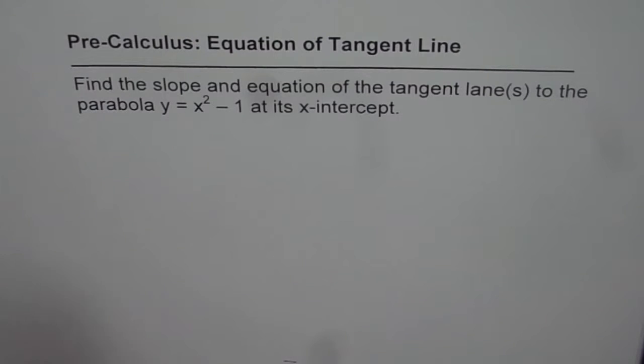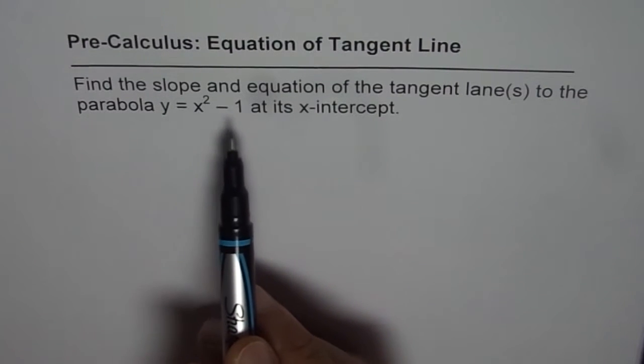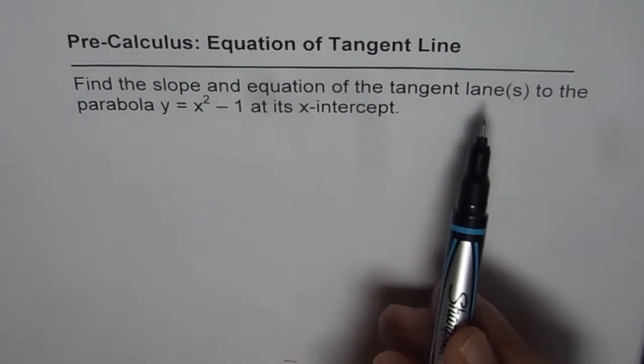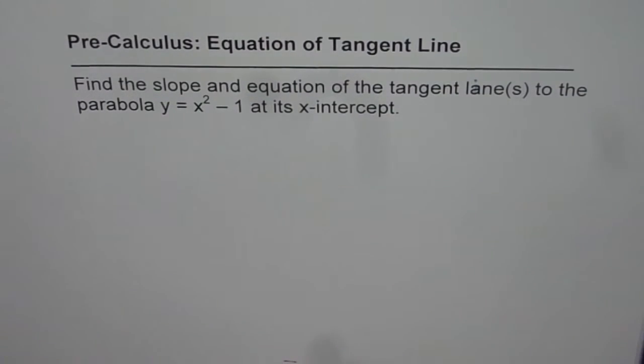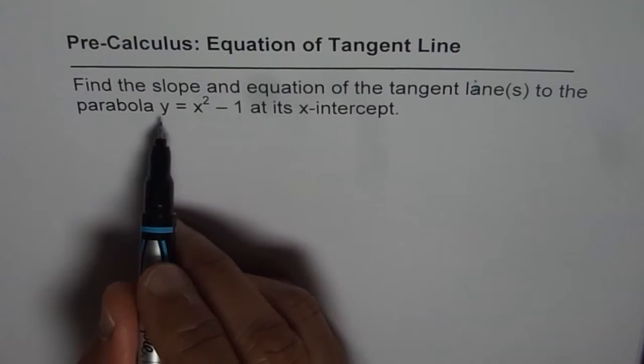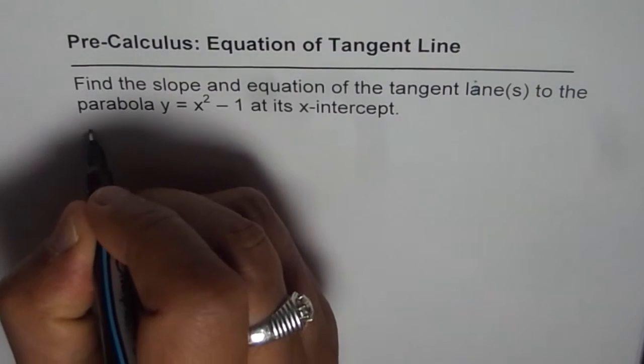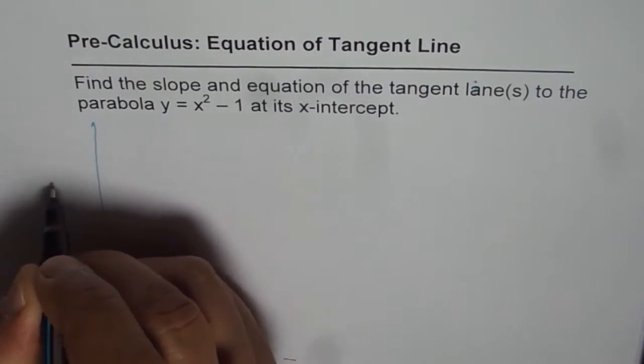The question is, find the slope and equation of the tangent lines to the parabola y equals x squared minus 1 at its x-intercepts. That's a very interesting question, and with this question we'll review a couple of concepts. First, we are given a parabola y equals x squared minus 1. Let's make a small sketch of this parabola.